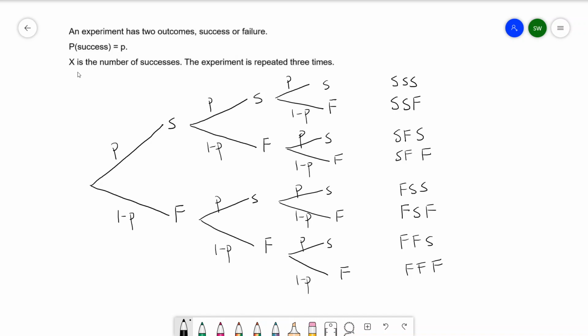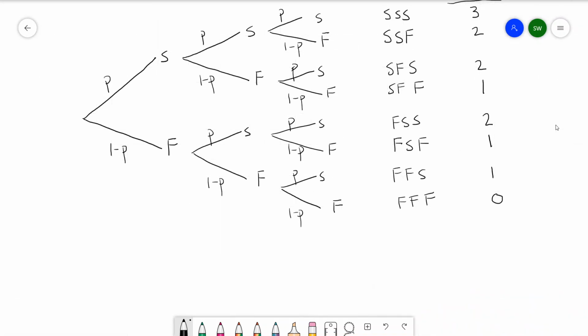So we want to ask the question, for example, what's the probability that over these three experiments I have 2 successes? So let's write down what X would be equal to for each of these events, the number of successes. So we could have 3 successes, 2 successes, 2 successes in this case, 1 success, 2 successes in this case, 1 success in that case, 1 success in that case, and here all of them are failures, so 0 successes. So you can see I could either have 0, 1, 2 or 3 successes. So they're my possible values of X, the number of successes.